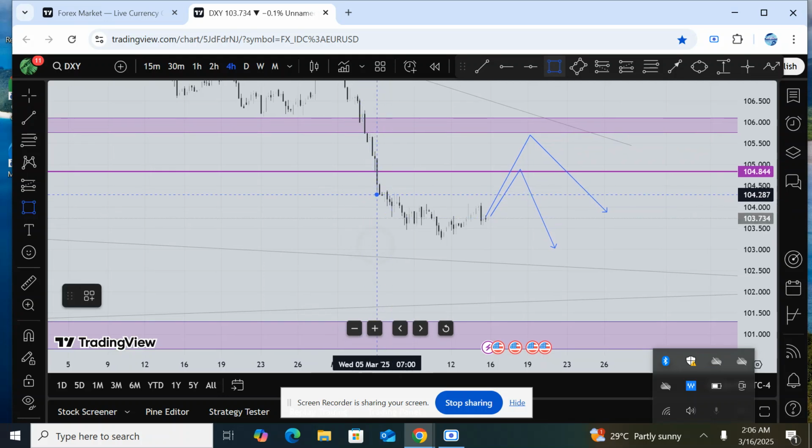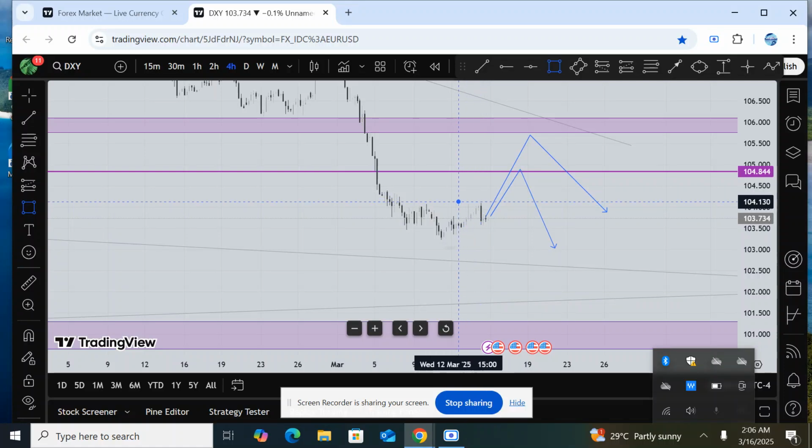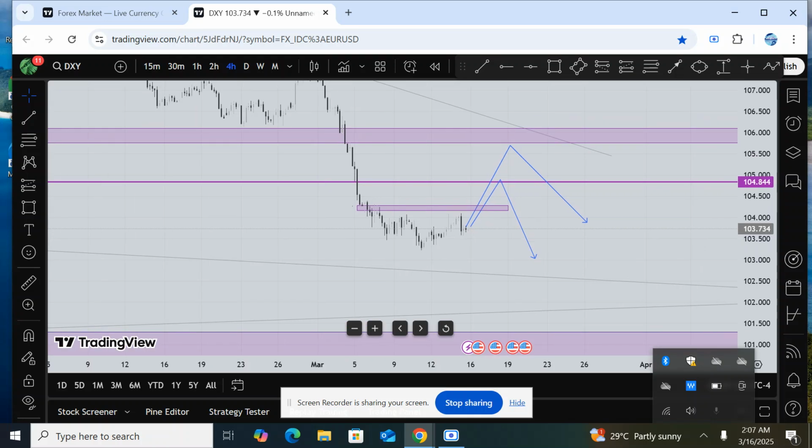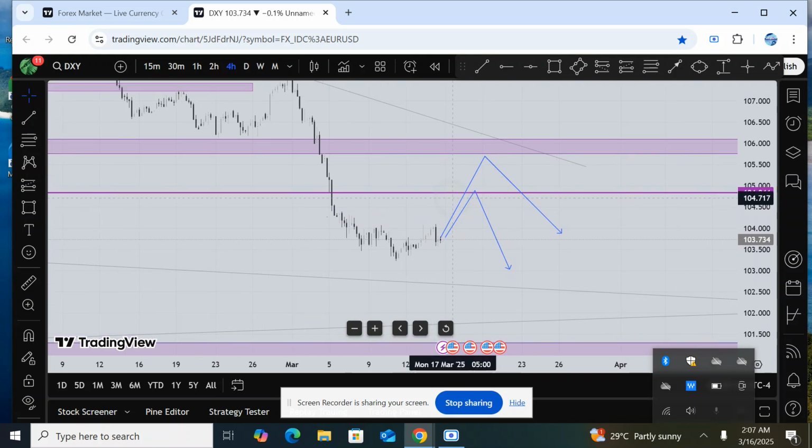Guys, let me be right here. I want to put a zone right about here, at this level. But I do feel the DXY is going to pull back to this major zone. Okay, there we go. I do think the USD is going to pull back right about here.